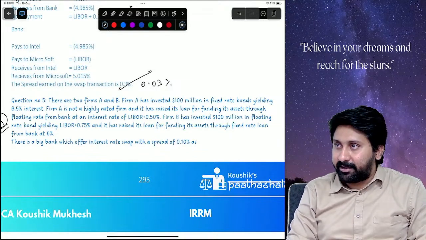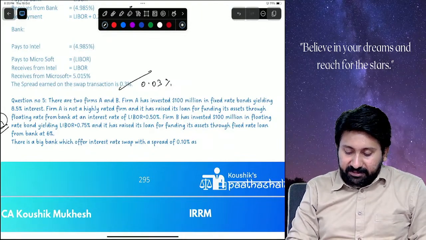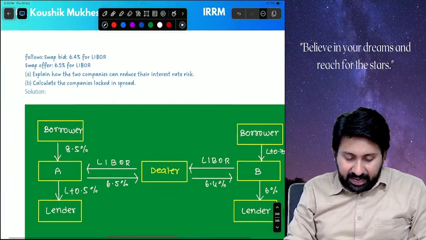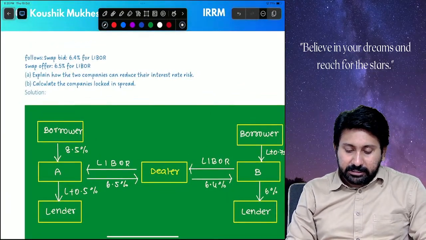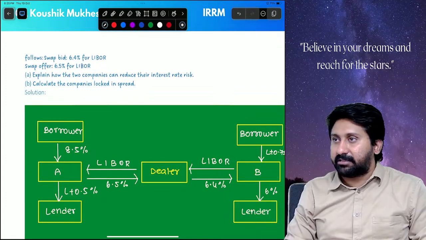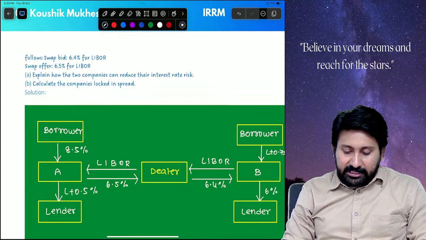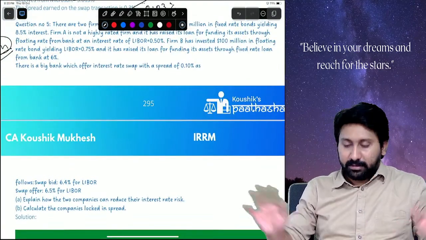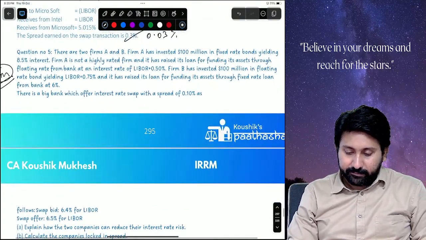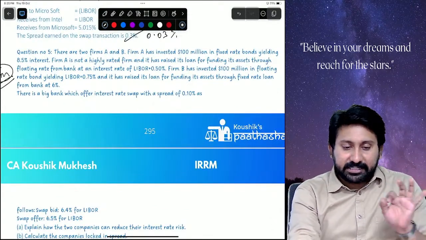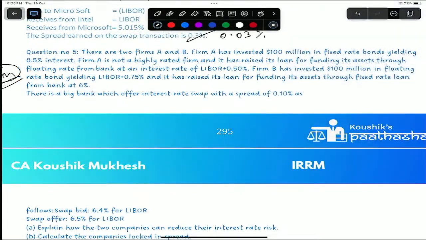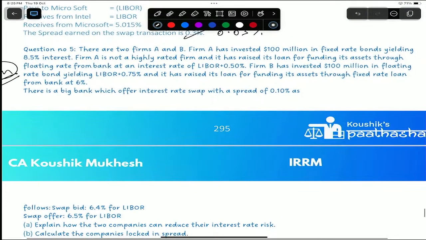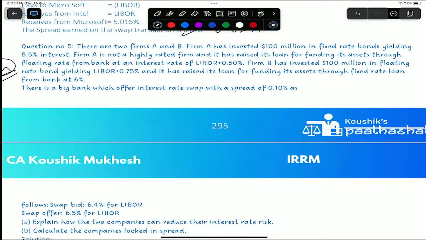There is a big bank which offers interest rate swap with a spread of 0.1%: swap bid 6.4, swap offer 6.5, the difference of 0.1 they are charging as a commission. Explain how two companies can reduce their interest rates, calculate the companies' lock-in spread. Read the question first. 1-2 minutes time. Observe the question, numbers, everything. We'll start in the meanwhile, you give a try as to how to do. Don't sit idle, don't just see the answer. Everyone also in the live, try for the answer first.